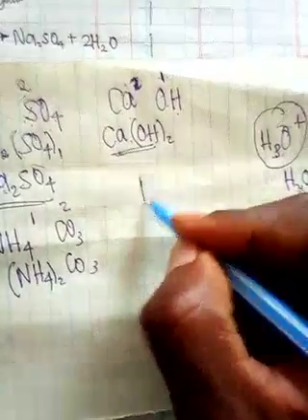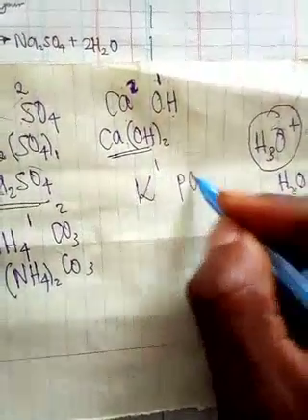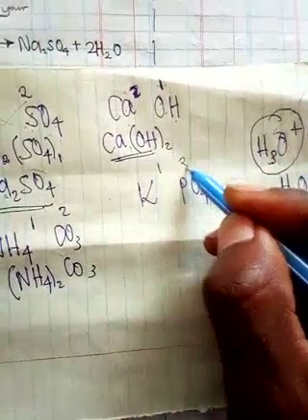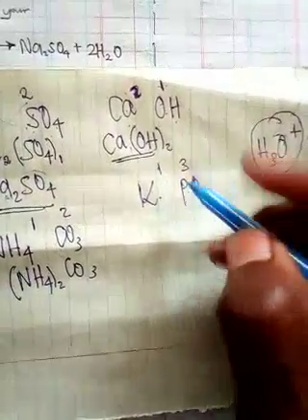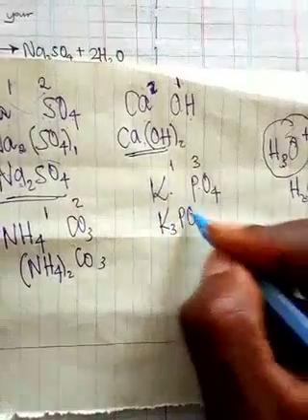And lastly but not the least, we're also having the potassium phosphate. Potassium is in group 1, so valency is 1. The phosphate is PO4. This is how we write it, whose valency is 3, which if we interchange, the answer is just going to be K3PO4.